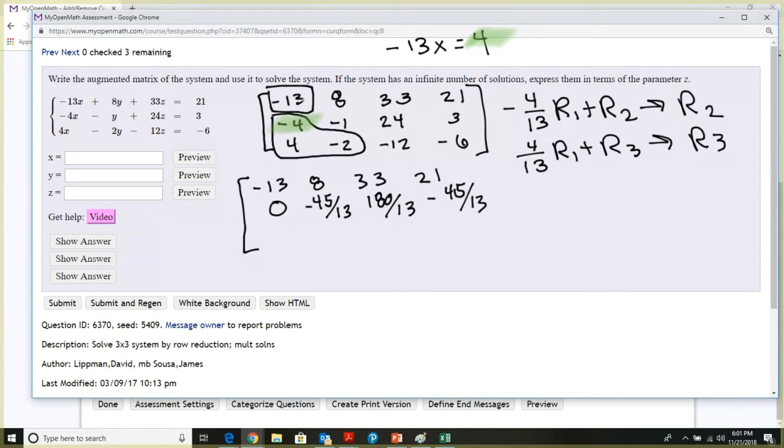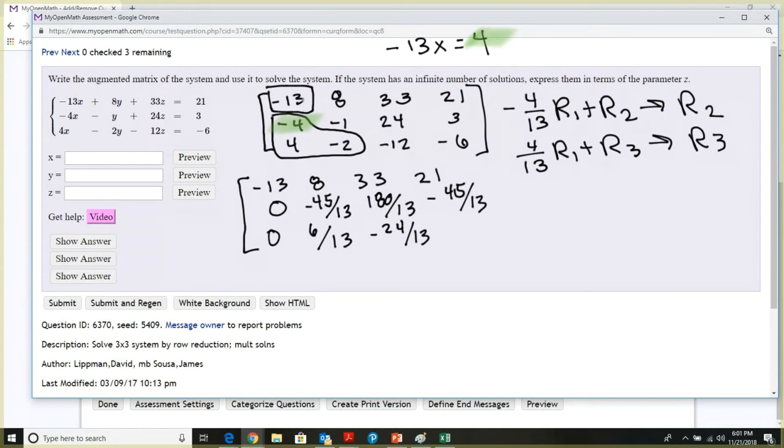Now we're going to do the last row. I'm going to be doing +4/13 times the first row, adding it to the last row. So 4 over 13 times -13, add the 4, and I get 0, which is good because that's what we wanted. 4 over 13 times 8, and then add that to the -2 in the last row. That gives me 6/13. Now I'm going to do 4/13 times that 33 and add that to the -12 in the last row. And that gives me -24 over 13.